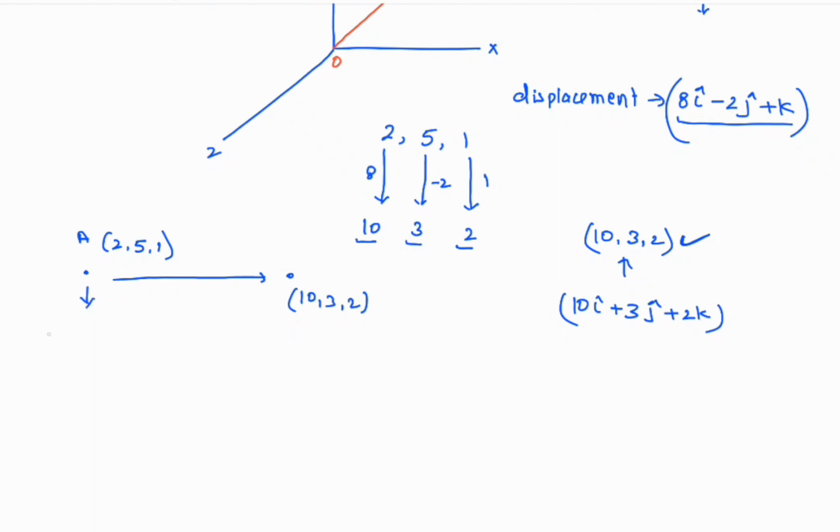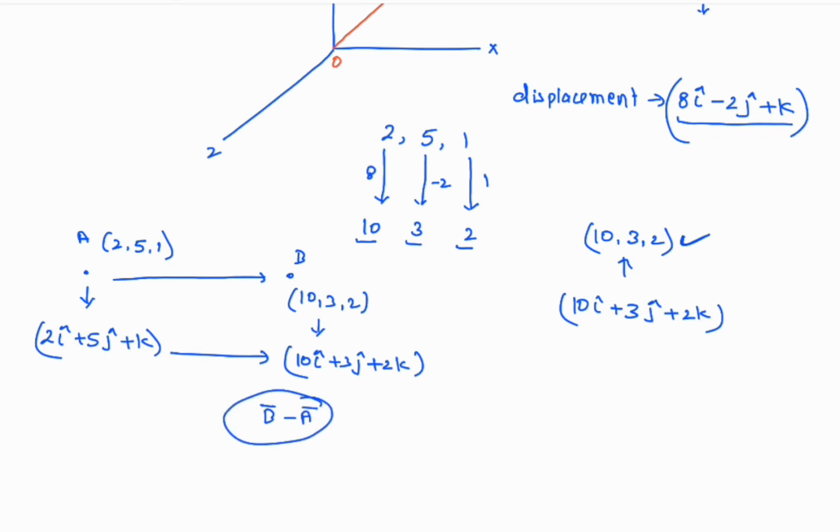What is the position vector of this point? 2 i cap plus 5 j cap plus k cap. And what is the position vector of this point? 10 i cap plus 3 j cap plus 2 k cap. To find the displacement vector, you need to find vector B minus vector A, and you will get the displacement vector.